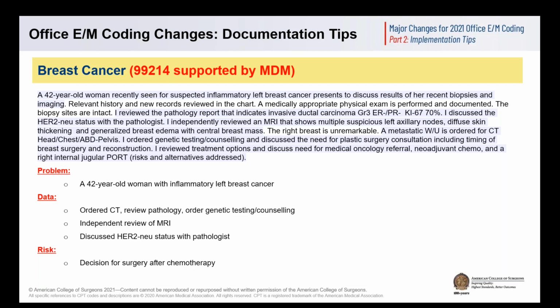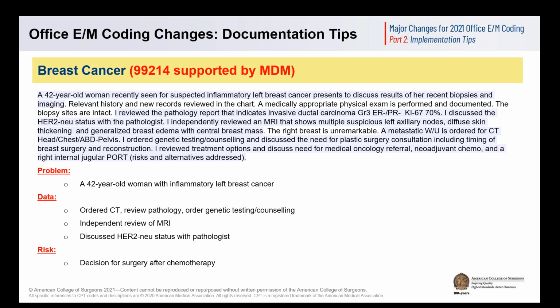You independently review an MRI that you ordered showing multiple suspicious left axillary lymph nodes, diffuse thickening, generalized breast edema, and this central breast mass. Her right breast is unremarkable. You order a metastatic workup with CT of the chest, abdomen, and pelvis. You order genetic counseling because she's young with premenopausal breast cancer and has a family history of ovarian cancer.